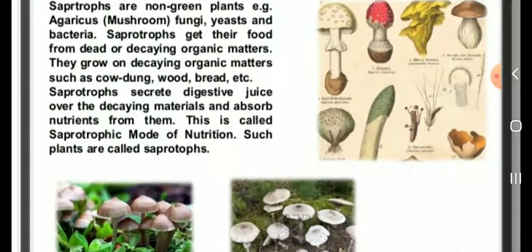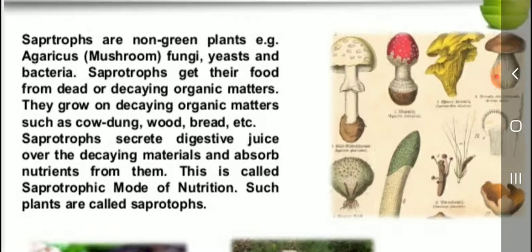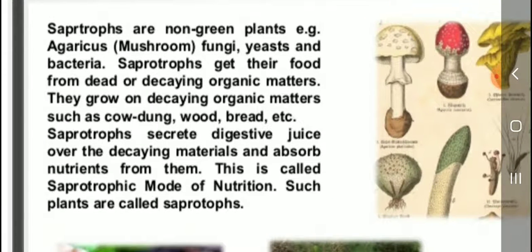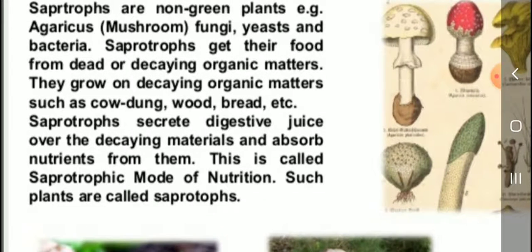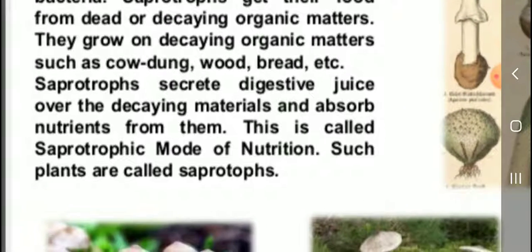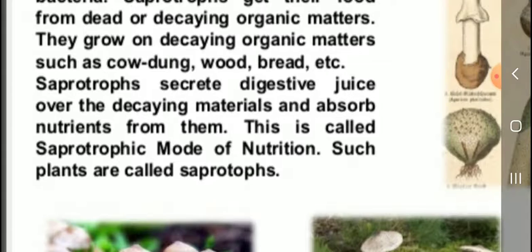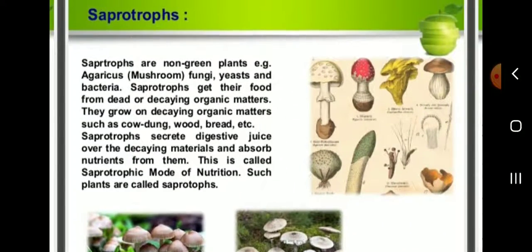Next, saprotrophs. What is meant by saprotrophs? Saprotrophs are non-green plants. Example, agaricus, mushroom, fungi, yeast, bacteria. Saprotrophs get their food from dead or decaying organic matter. They grow on decaying organic matter such as cow dung, wood, bread, etc. The saprotrophs secrete digestive juice over the decaying materials and absorb nutrients from them. This is called the saprotrophic mode of nutrition. Such plants are called saprotrophs.